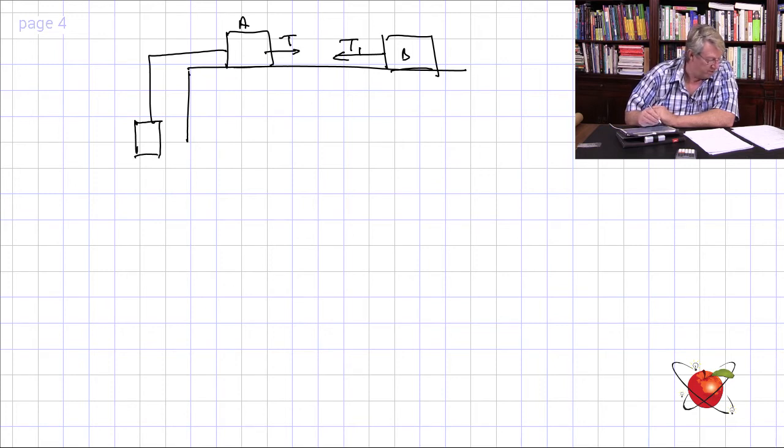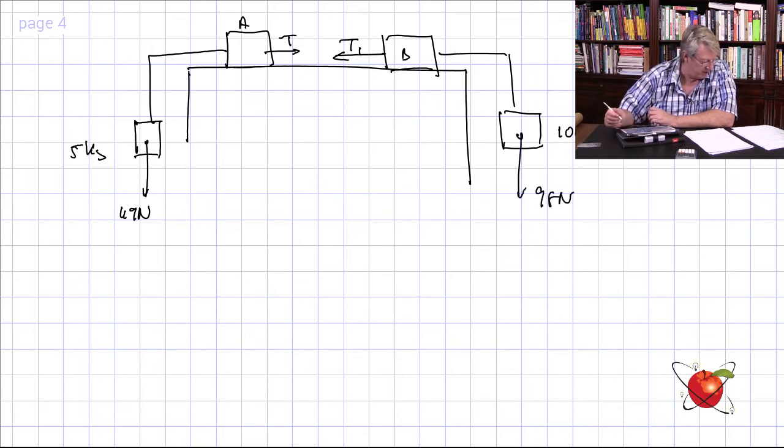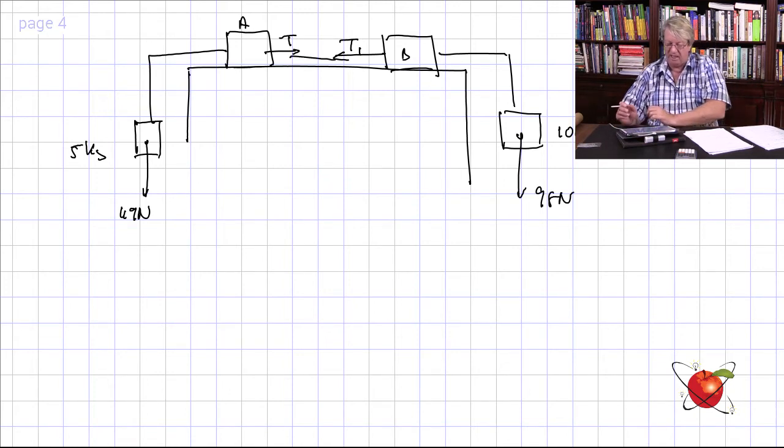Over here, we've got 49 newtons because that is 5 kilograms. And on this side over here, we said we put a 10 kilogram here now, right? Which means that's going to be 98 newtons pulling down that way, isn't it? Now, next question is, we've put in what we know. Let's just link that up like that.